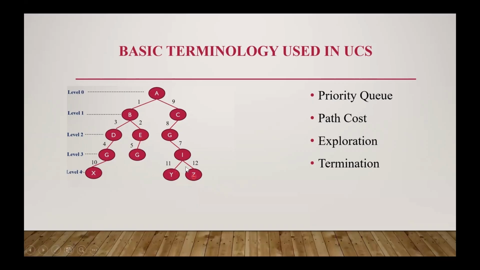For example, my searching is for P. Here P is not present. So whenever we traverse the least cost and we reach the end and there is no goal node present, at that time also we have to terminate. So this is the basic terminology we have to use in a uniform cost search algorithm.